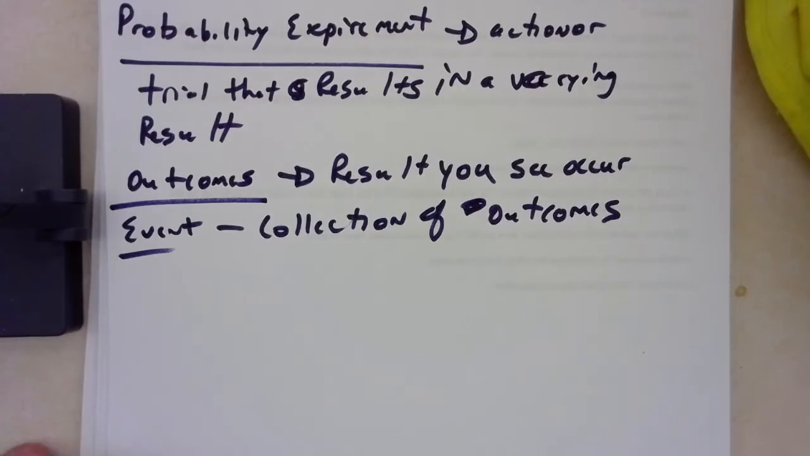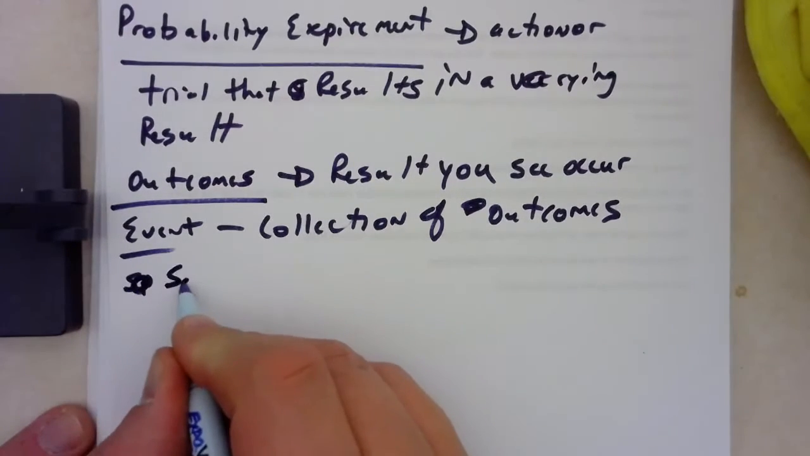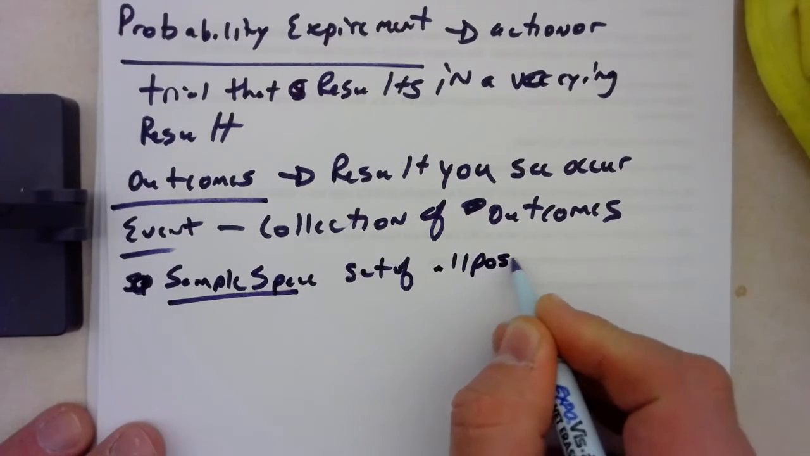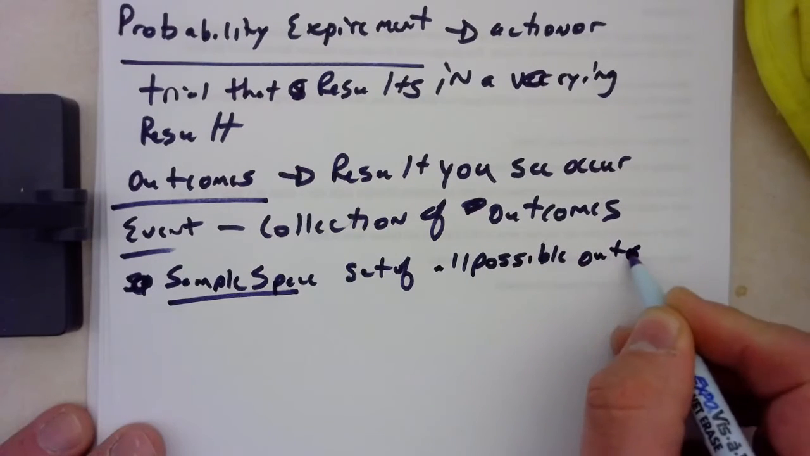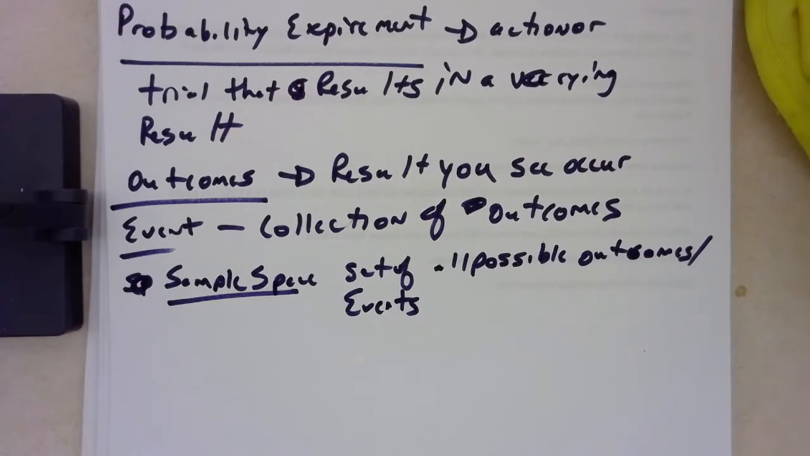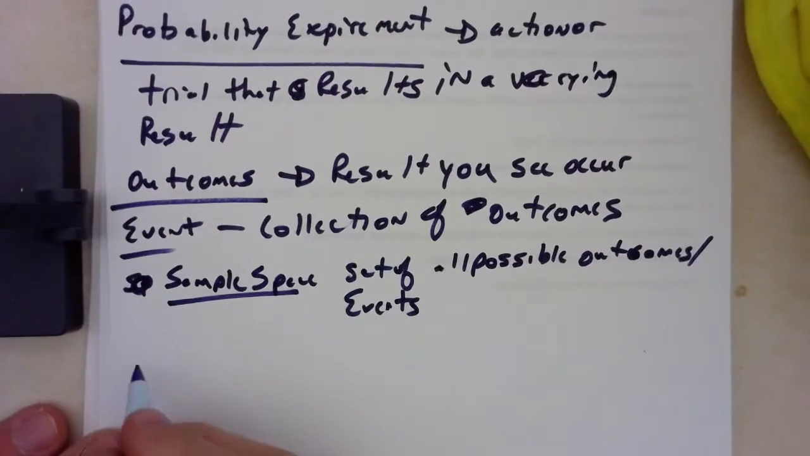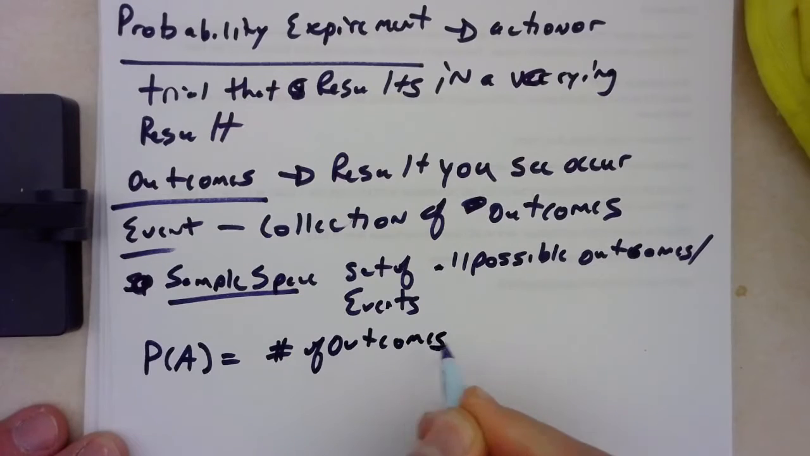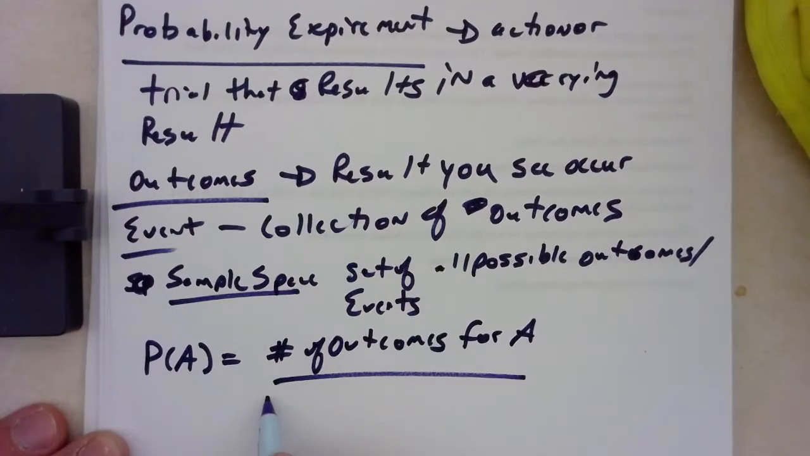If you take the set of all possible events, that's called the sample space. The sample space is the set of all possible outcomes. Or if it's a collection, it would be events. So let's give a definition of probability. The probability of event A is equal to the number of outcomes for event A divided by the total number of outcomes.